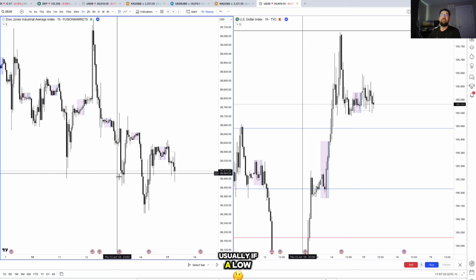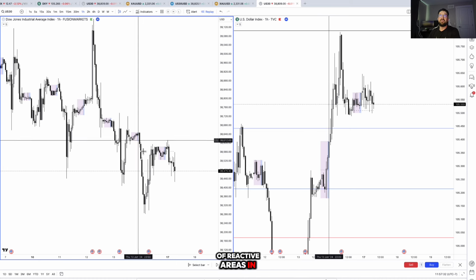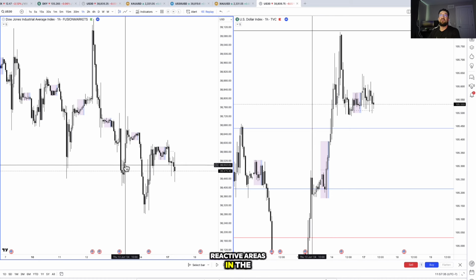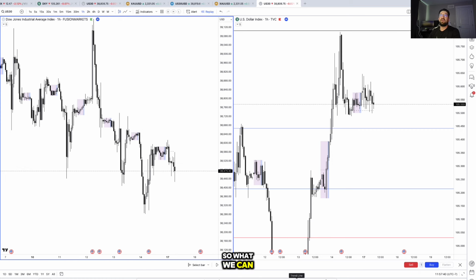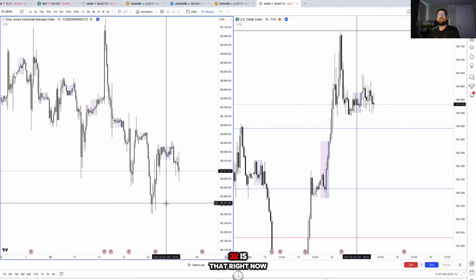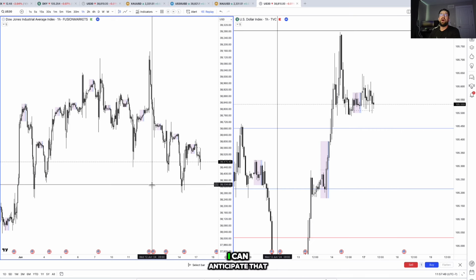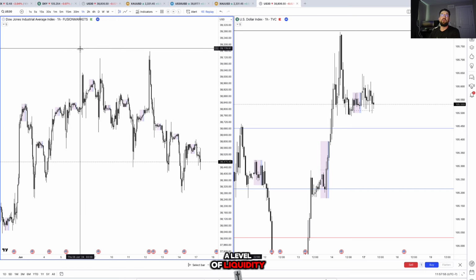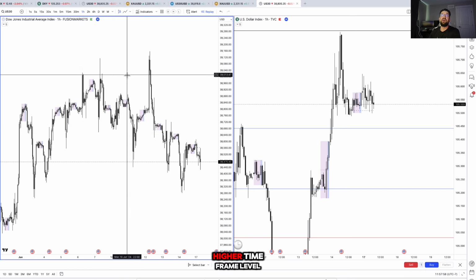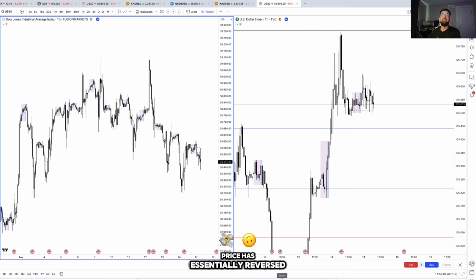Usually, if a low or a high is strong, it'll pull back, it'll create liquidity, it'll go back and forth and grab that liquidity. It'll have a bunch of reactive areas in the leg. These don't have any reactive areas in the buy leg or the sell leg, so this high to me is gone. So what we know on US30 is that right now the market's moving from liquidity to liquidity. I can anticipate that just by looking at how price has moved every time we hit a level of liquidity or a higher time frame level of imbalance, price has essentially reversed.